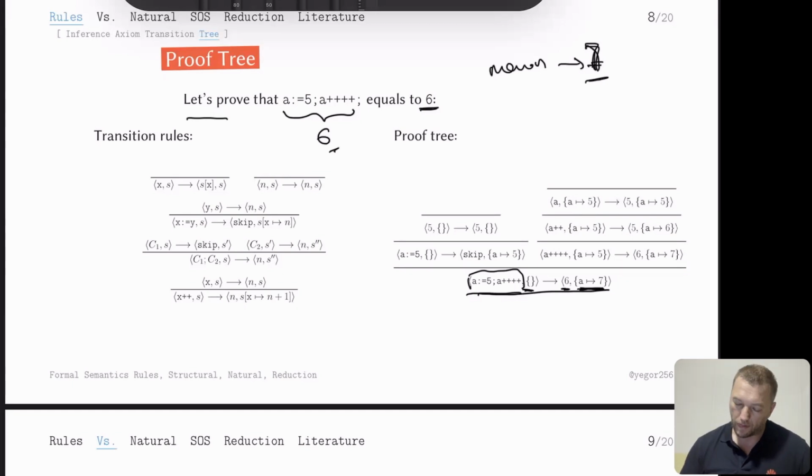I go up. From this line, I ask what is the rule? Let's give the numbers: 1, 2, 3, 4, 5. So I'm asking, what is the rule I can apply to this situation that will give me some premise which will lead to this conclusion? Because this is a conclusion.